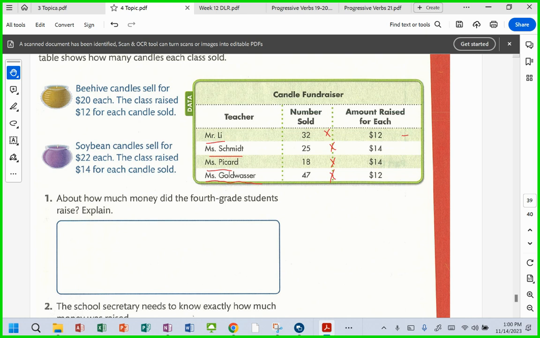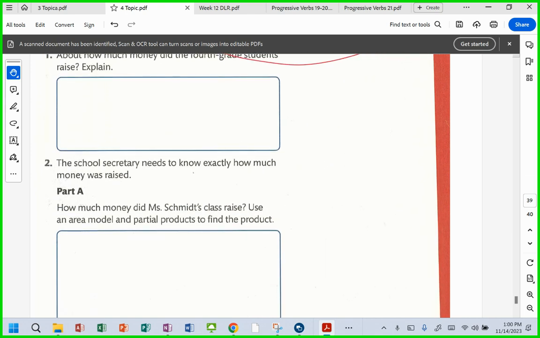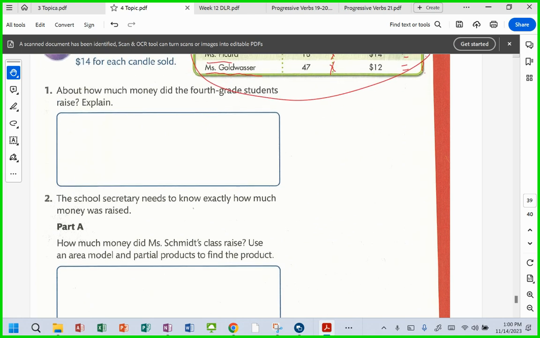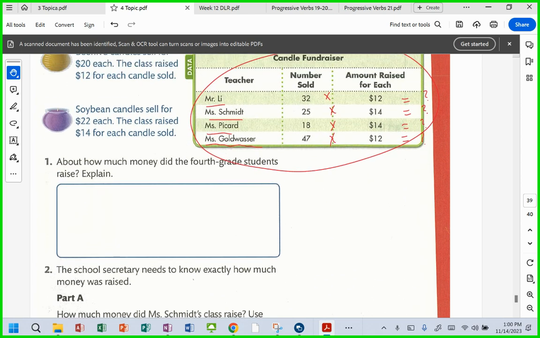You need to get what that equals for each of these, don't you? And then you need to add all the totals up to get the total amount of money raised by the fourth grade. The school secretary needs to know exactly how much money was raised, right? About how much money did the fourth grade students raise? So it says about how much, which means you can do what? It means you can round and estimate, right?